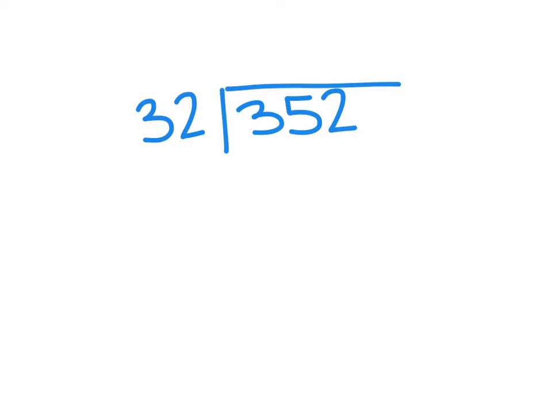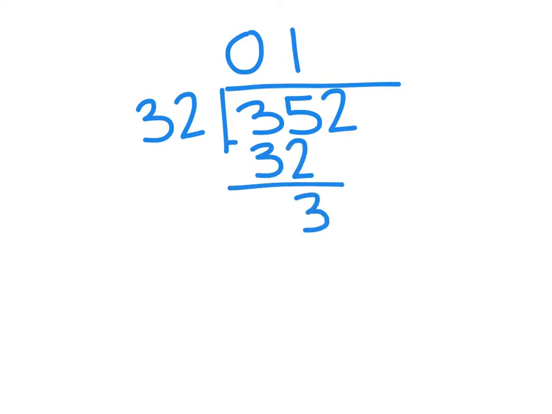So right now we're going to ignore the 5 and the 2 and just ask ourselves how many times the 32 goes into the 3, and it can't. 32 into 35. 5 minus 2 is 3, 3 minus 3 is 0, and this is when we drop our next number down.